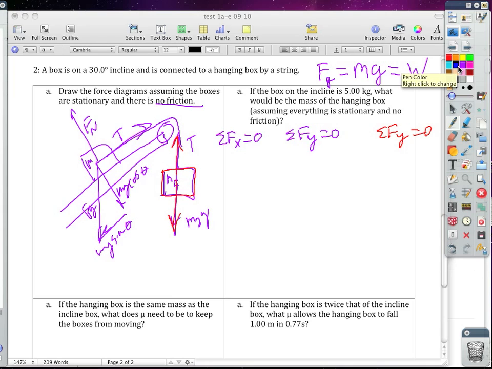You mean if you don't do another one of these? Yeah, you have to do it all. It's very important to the problem, and you'll see why in just a second. In the x, I have T minus mg sine theta equals 0. In the y, I have Fn minus mg cos theta equals 0.